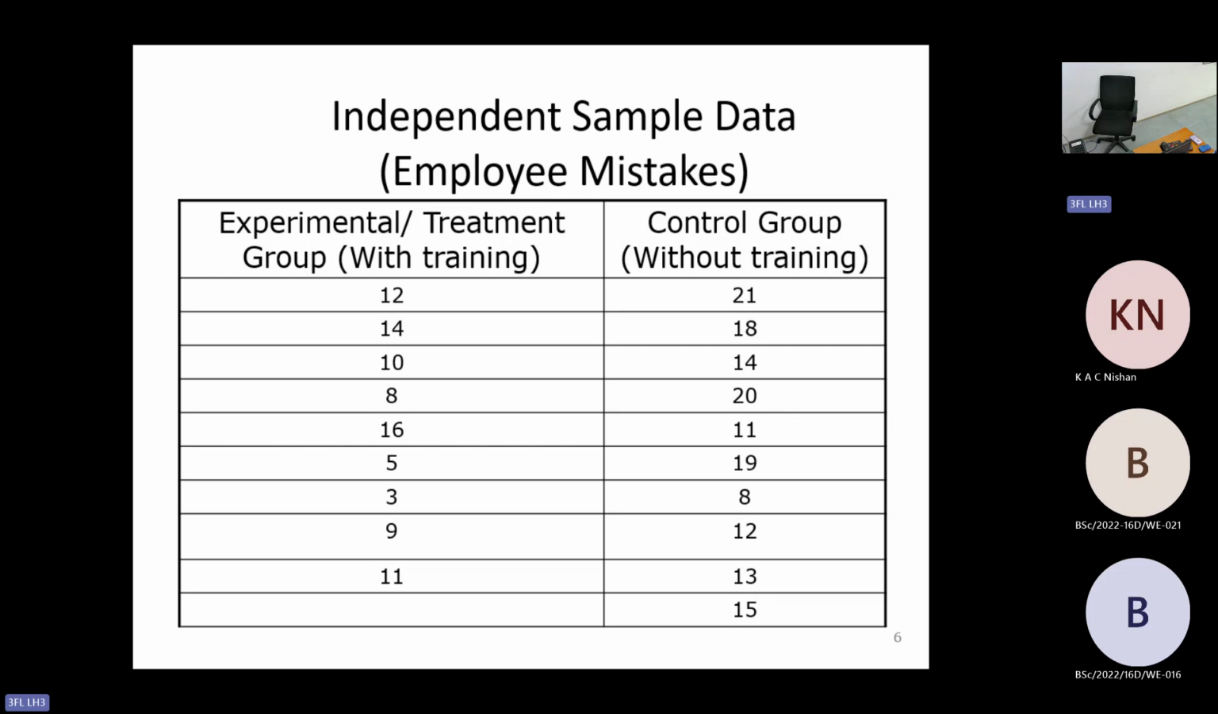Now, to test whether there is a significant difference between these two groups, you perform a test called the independent sample test. Why independent samples? Are these two independent groups? Is there a person who is a common member, who has the training as well as no training?